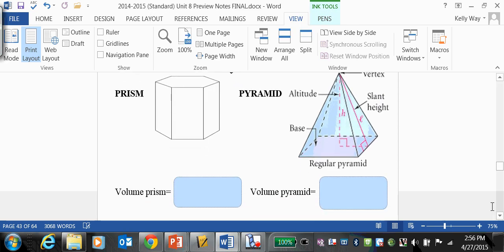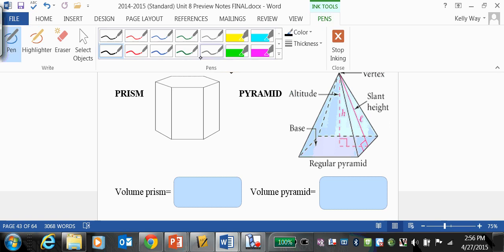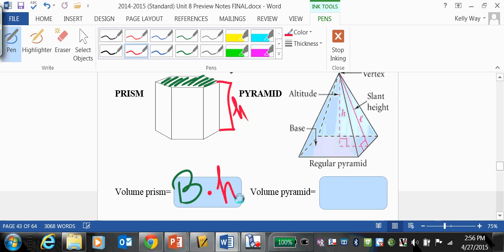Okay, so we just learned volume of a prism is going to be the area of the base. I'm going to do that in green. Notice I just shaded that. That means area of, times your height, which is the distance between the bases. And there's only one height in a prism.